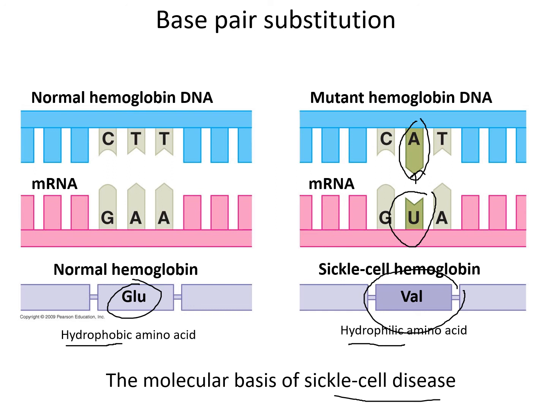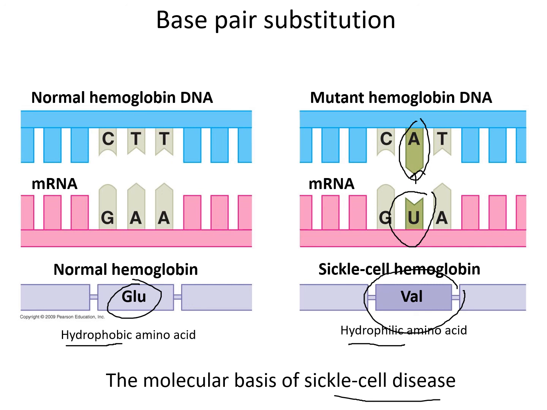However, it often causes no problem at all because of the redundancy in the code. Remember, several different codons can code for the same amino acid. So if the amino acid doesn't change, obviously the protein doesn't change. But if it does change, if the protein is different because of an amino acid change, if that amino acid has the same properties as the original amino acid, there'll probably be a functioning protein. It won't be a big deal.